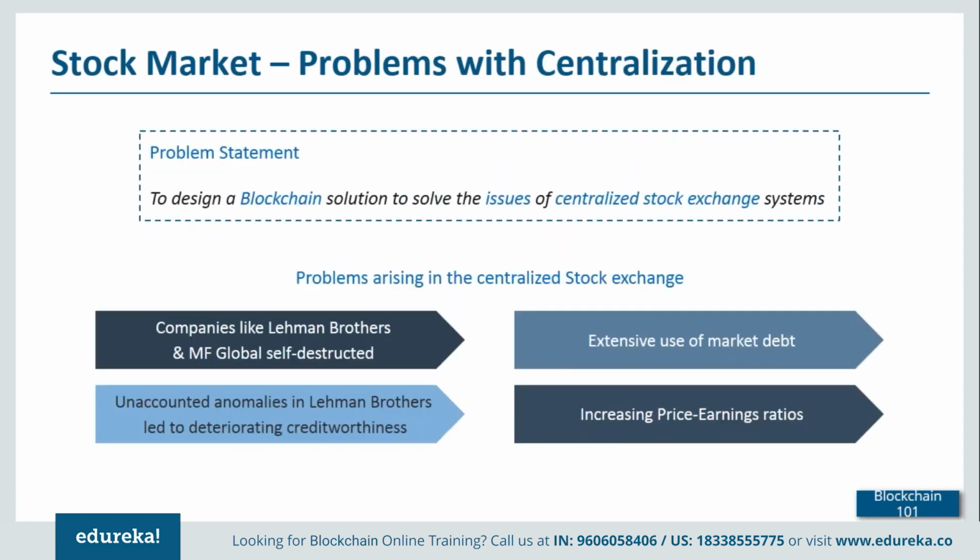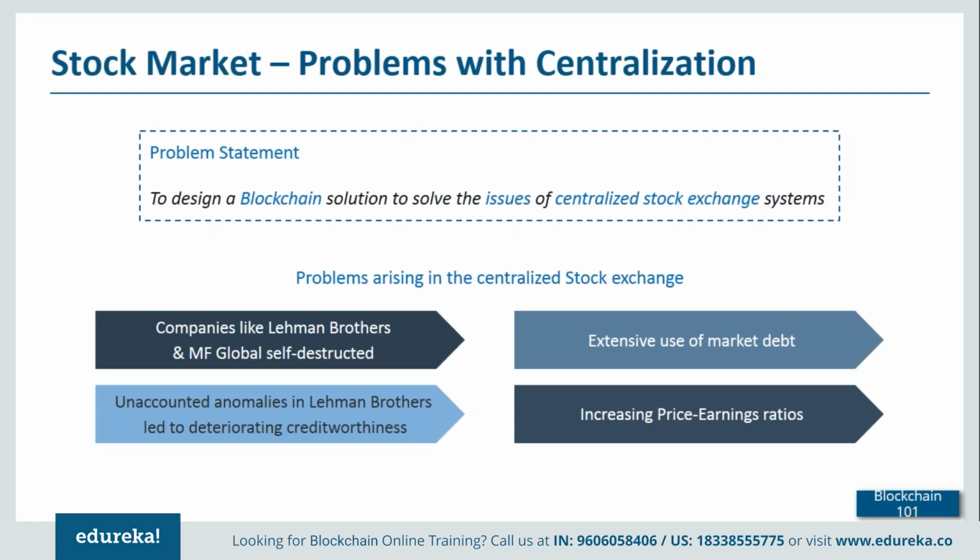Now let's talk about our problem statement. What we need to do is design a blockchain solution to solve the issue of centralized stock exchange system. That is, one central authority governing and managing this should be broken down to decentralized problems. Now the problems with respect to a centralized stock exchange can be that one single organization is taking the money of all others and dumping it for its own profit. There have been a lot of cases like that.